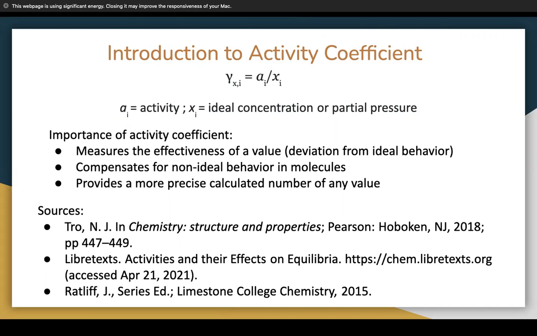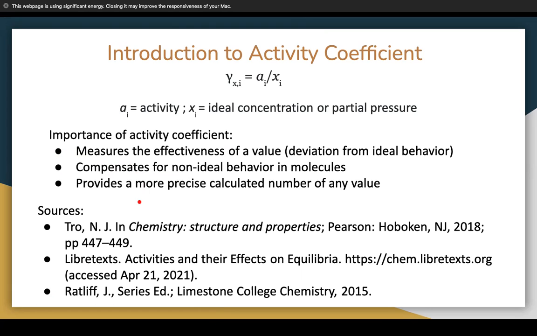And as we all know by now, these chemical concepts and theories are mostly right and they have a lot of truth to them, but they don't account for what is realistically happening. And so this activity coefficient provides a more precise calculated number of any value because it is the fractional difference between an ideal value and a non-ideal value. And of course, the non-ideal value is going to be more precise because it represents a value that is related to what's realistically happening.